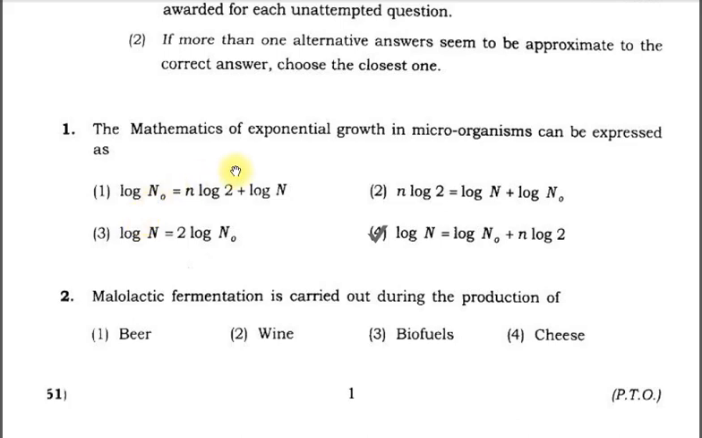This equation can be followed when there is exponential growth. Exponential growth means there is initially one cell, the one cell divides to give 2 cells, then 2 cells give rise to 4 cells, 4 to 8 and so on. So here the fourth option is correct: log N is equal to log N0 plus n log 2.